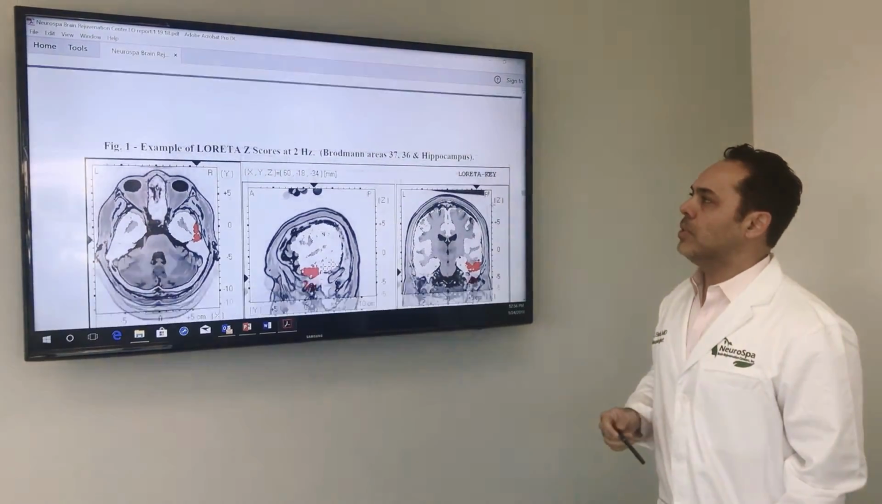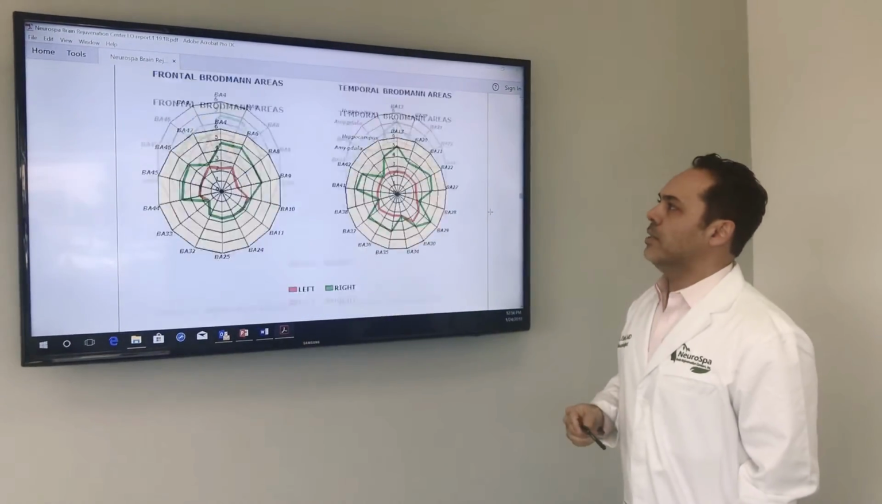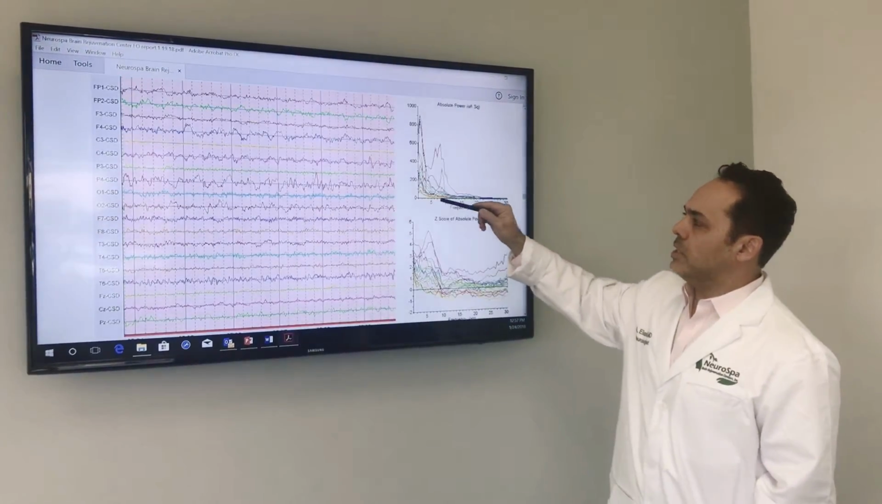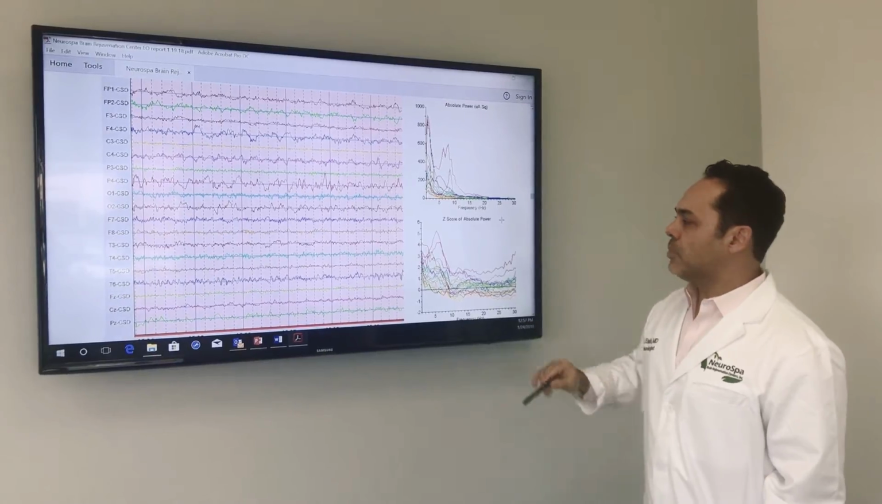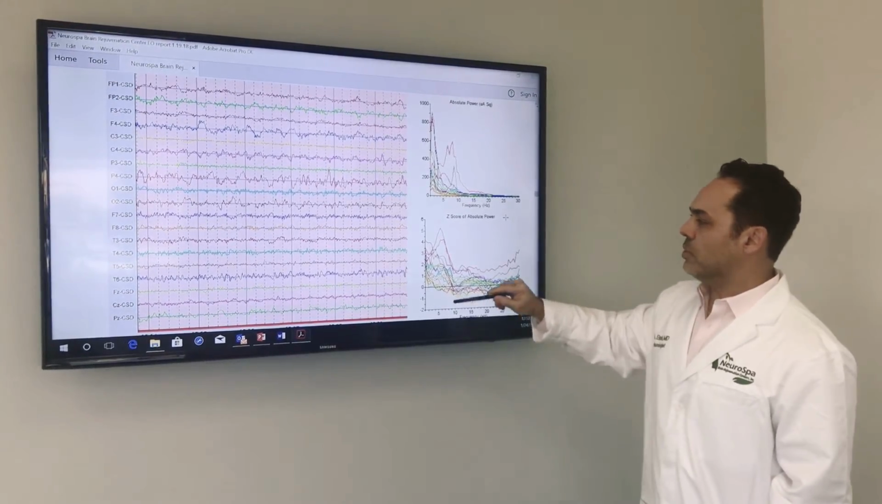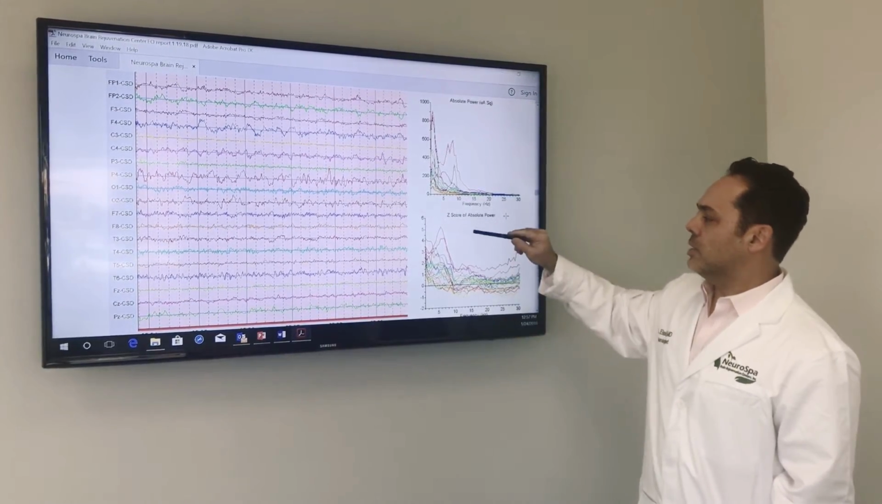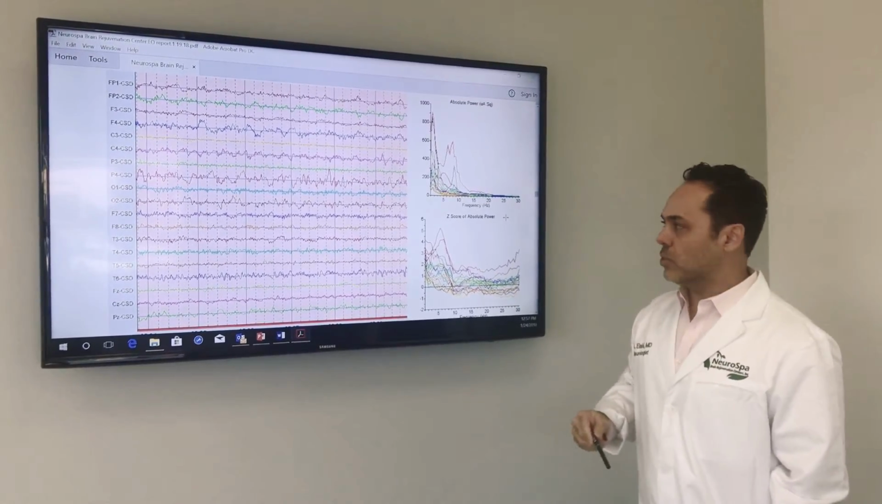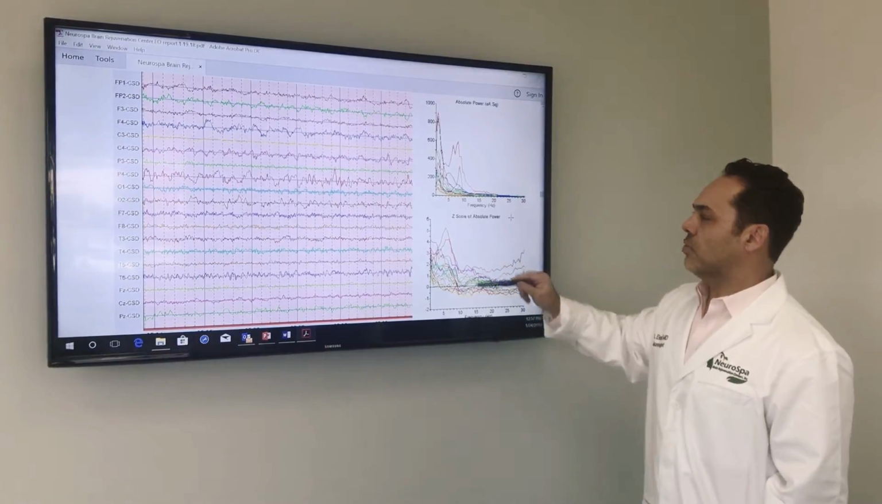So if we scroll up, we can see some raw data. So here we see the actual electrical activity mapped out in terms of frequency and Z-scores. And this person actually has elevated Z-scores, or standard deviations away from the ideal range, in several frequencies.